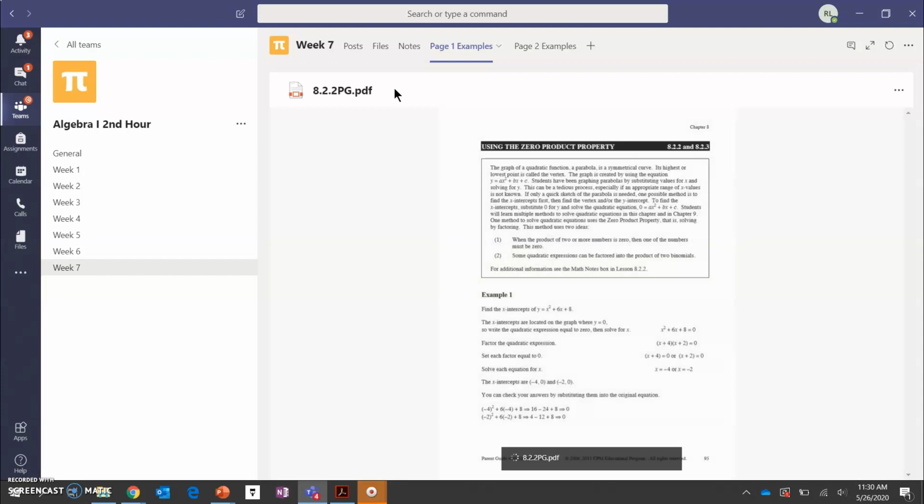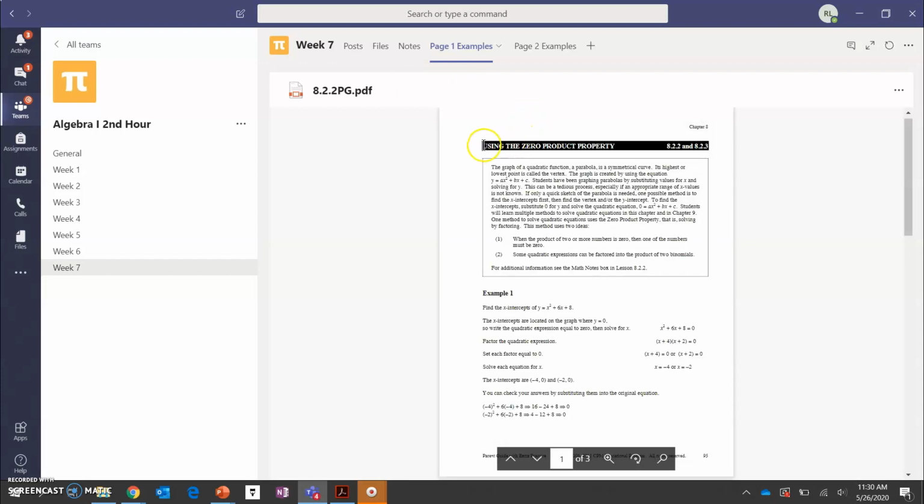Page 1 is going over something called the zero product property. Taking a look at the problems, it looks like what we were doing before. We had a quadratic expression, something with x squared, and then we factored it, just like what we did here. We turned it from writing it as an area, as the sum, to a product.